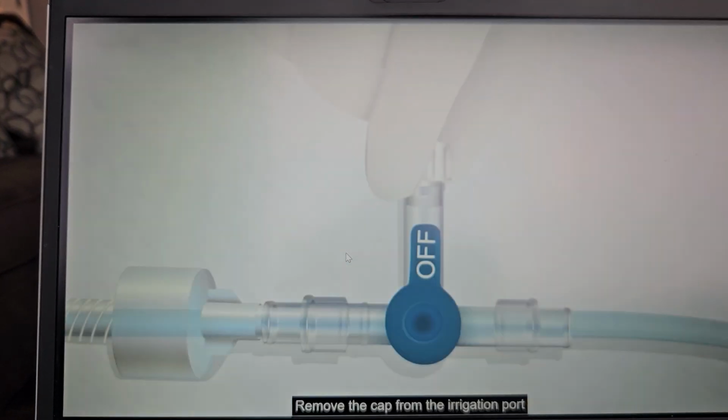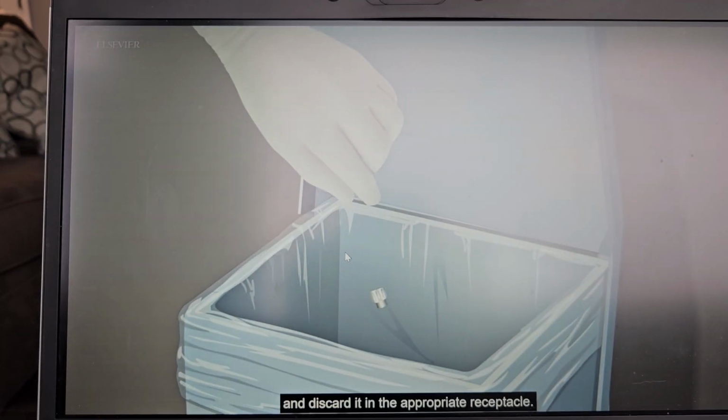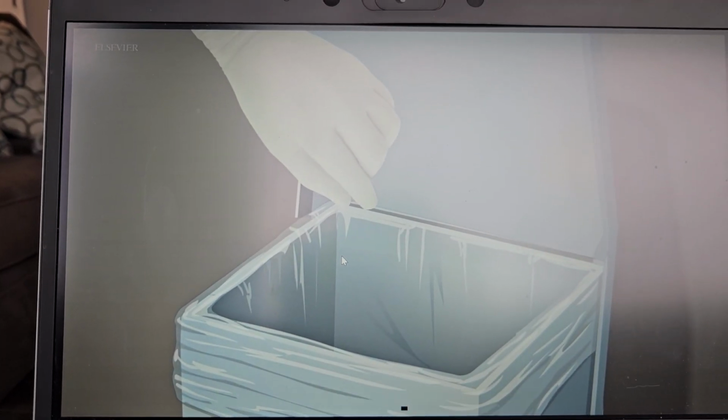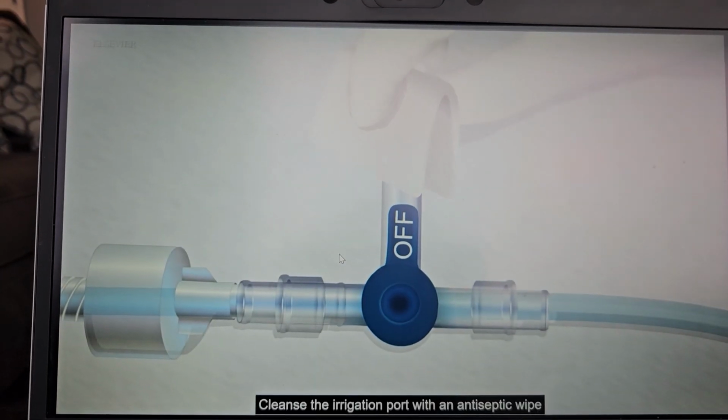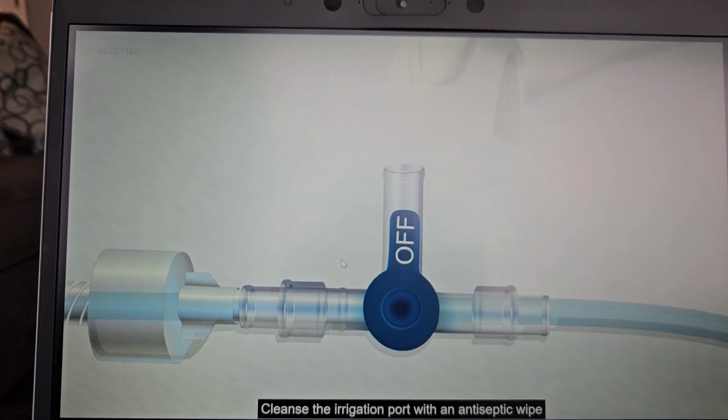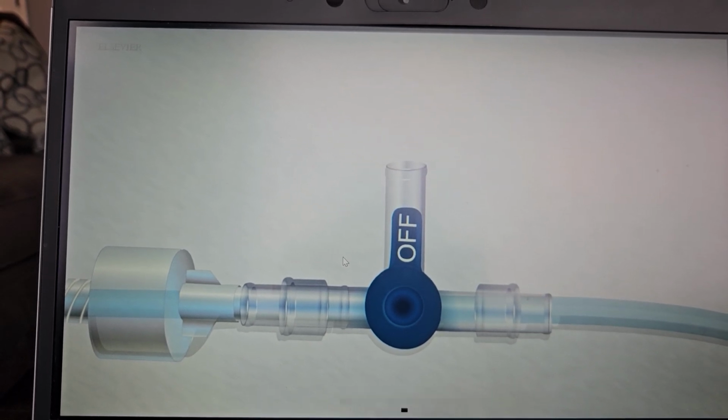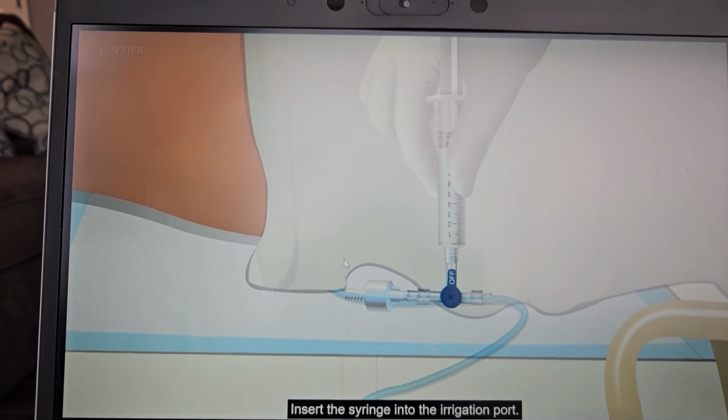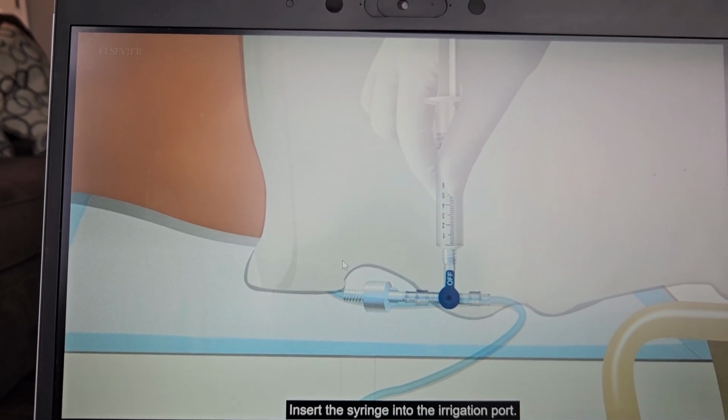Remove the cap from the irrigation port and discard it in the appropriate receptacle. Cleanse the irrigation port with an antiseptic wipe and allow it to air dry. Insert the syringe into the irrigation port.